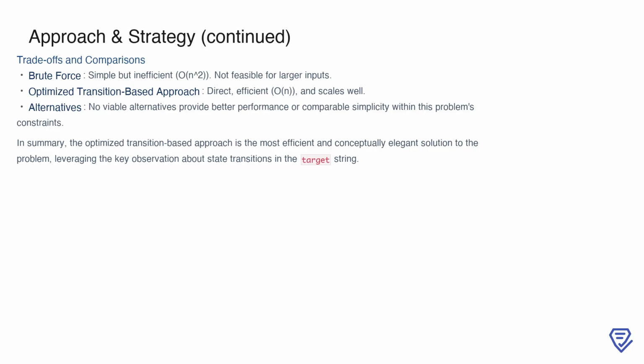As for alternatives, none provide better performance or match the simplicity offered by the transition-based approach within the constraints of this problem. In summary, leveraging the key observation about state transitions allows the optimized approach to stand out as the most efficient and elegant solution to the bulb switcher 4 problem.